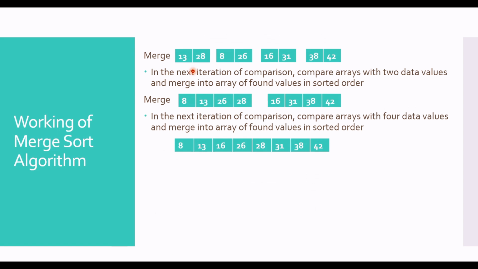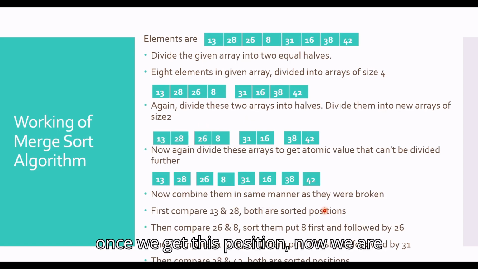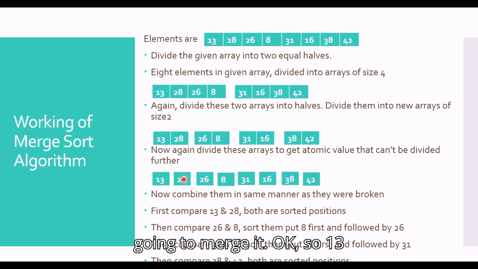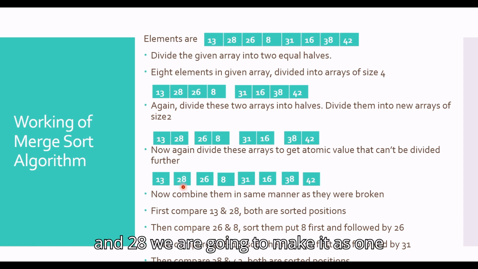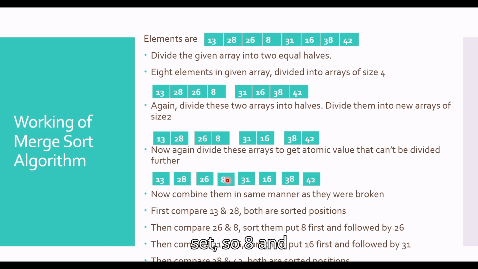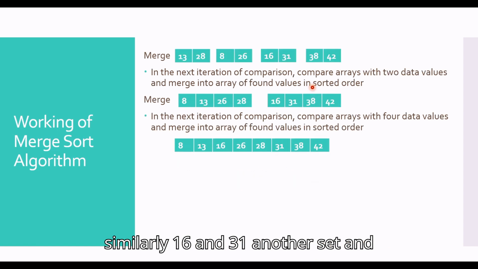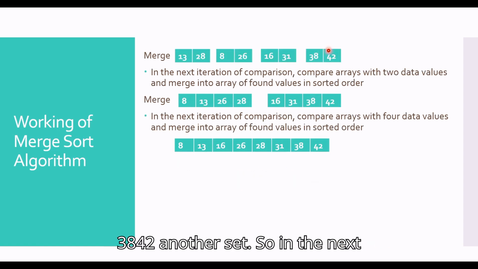And now, once we get this position, we are going to merge it. So 13 and 28 we are going to make as one set, 8 and 26 another set, similarly 16 and 31 another set, and 38 and 42 another set.